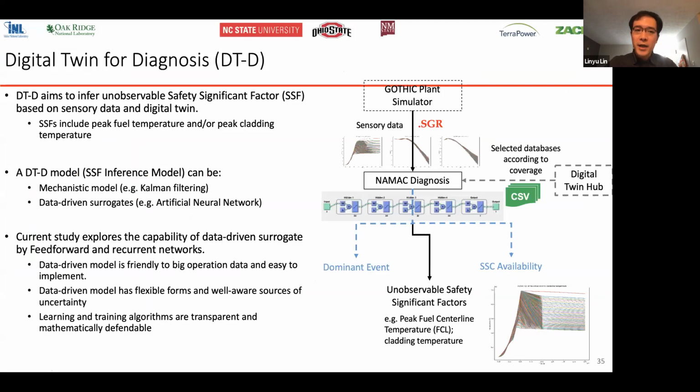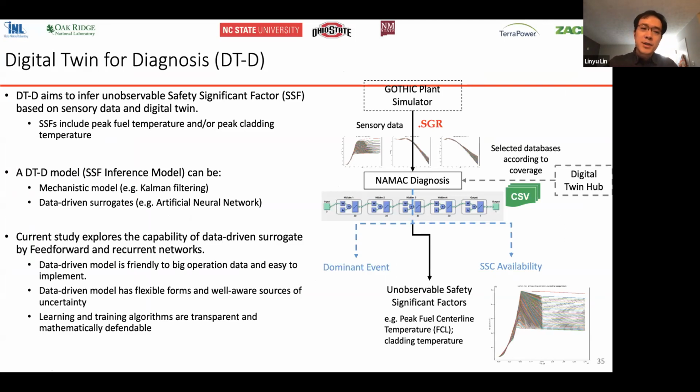First of all, it's a diagnosis system. The diagnosis system aims to infer the unobservable safety significant factor, which includes the fuel temperature or the cladding temperature. And that inference is based on the sensor signal from the plant simulator.